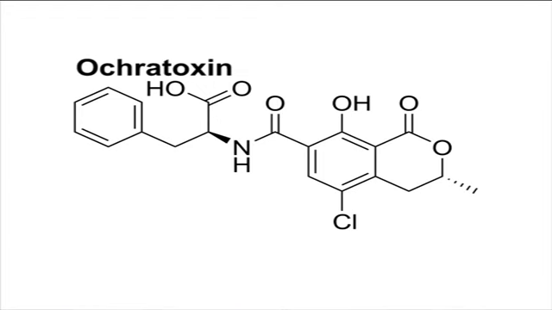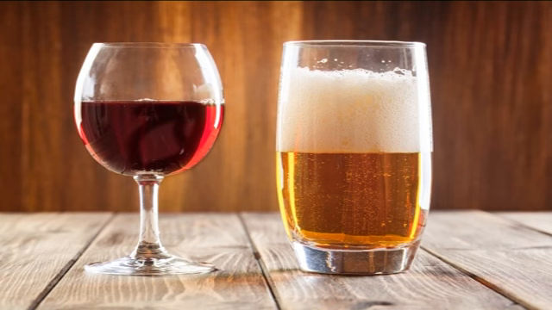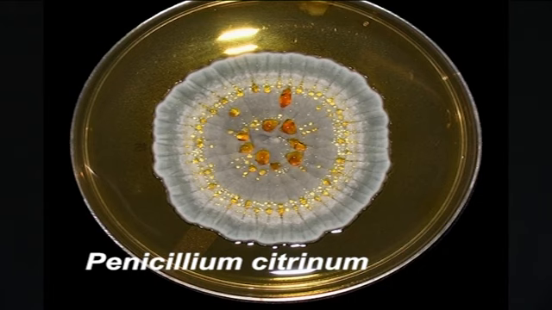Ochratoxin is a mycotoxin produced by Penicillium and Aspergillus species. Aspergillus ochraceus is found as a contaminant of a wide range of commodities including beverages such as beer and wine. Aspergillus carbonarius is the main species found in wine fruit, which releases its toxin during the juice making process. Citrinin is a toxin that was first isolated from Penicillium citrinum, but produced by most of the species of Penicillium and several species of Aspergillus.